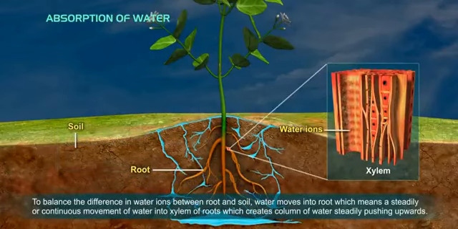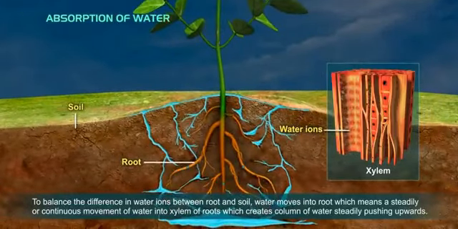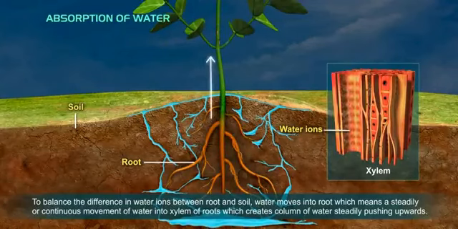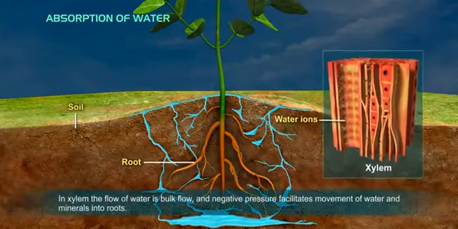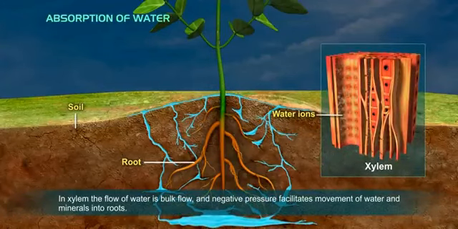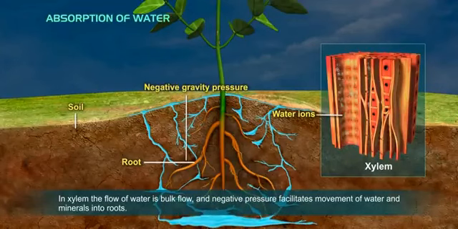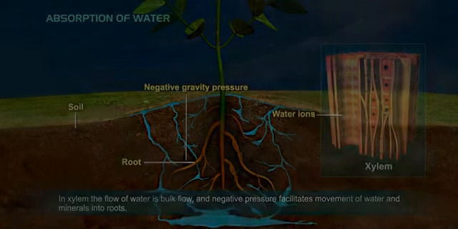To balance the difference in water ions between root and soil, water moves into root, which means a steady or continuous movement of water into xylem of roots, which creates column of water steadily pushing upwards. In xylem, the flow of water is bulk flow, and negative pressure facilitates movement of water and minerals into roots.